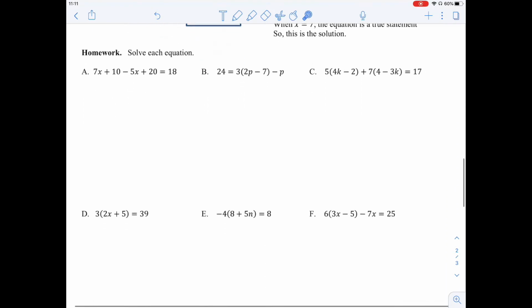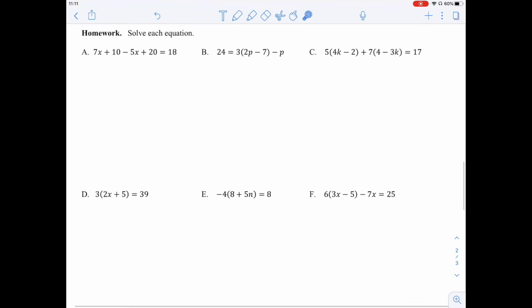All right, so let's do a couple examples for the homework. Okay, A, so we have 7x plus 10 minus 5x plus 20 equals 18. So if you want to, you can draw a line. You don't have to draw this, but you can.